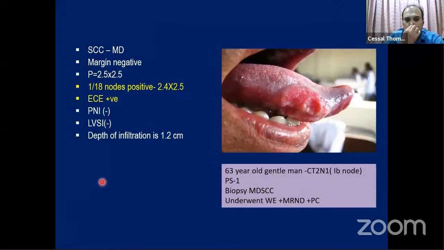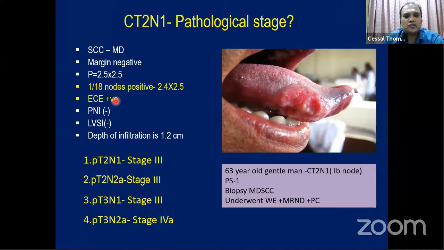So coming to the patient, I will take a few clinical scenarios, then we will discuss the adjuvant treatment. If a patient is having a single node positive, it's N1, the size of the involved node is less than 6 centimeters, but the extracapsular extension is present, then what is the stage of the disease and how will you plan the adjuvant? The stage of the disease, pathological stage.